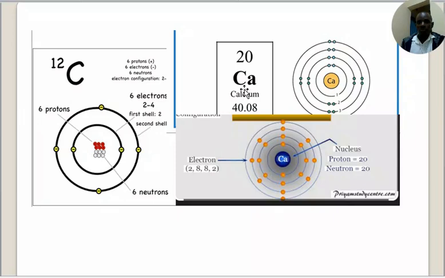Same to calcium, which has got a mass number of 40 and the atomic number of 20. So it means that it has got around 20 neutrons and it has 20 protons. So the mass number is 40, of course.